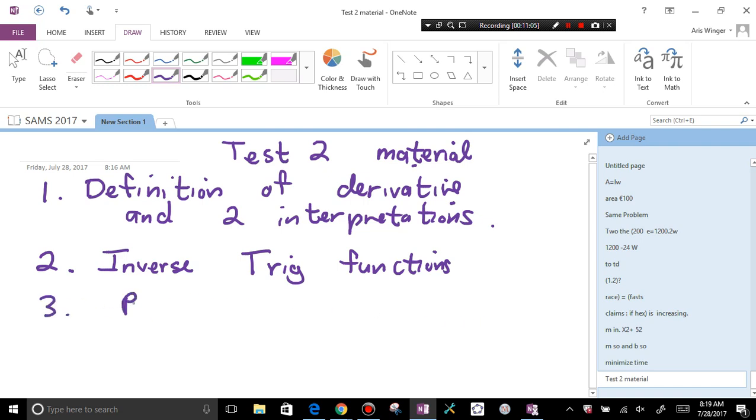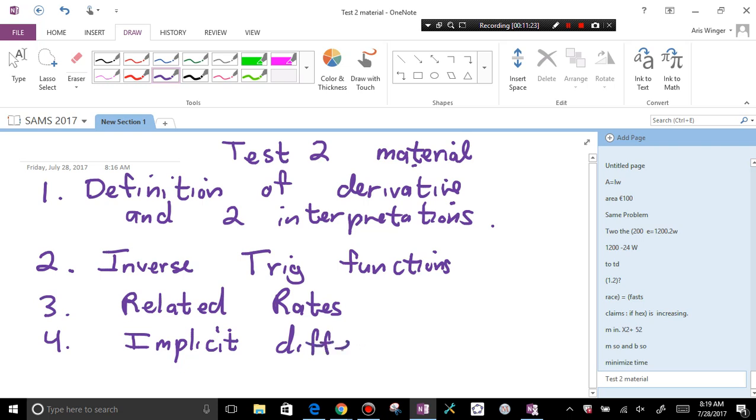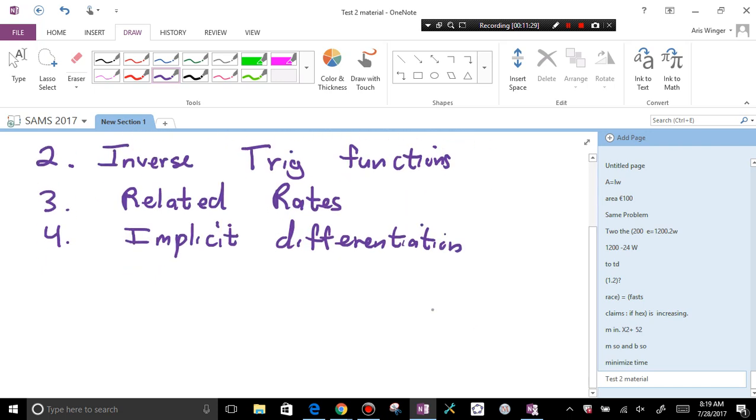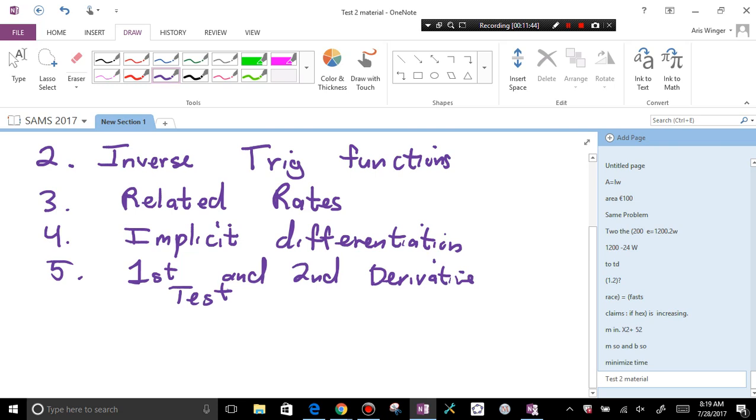Related rates. We did related rates. Implicit. Yeah, so we'll put, that's fine. It doesn't matter the order. So we'll do some related rates, some implicit differentiation, there's some first and second derivative test. I'll see what Jessica is up to. I may have her make a review test in the homework system with all of this stuff.